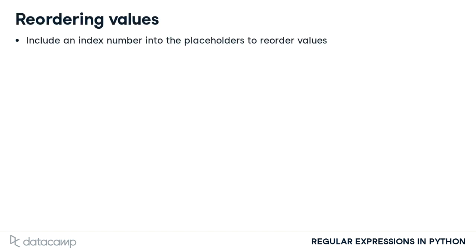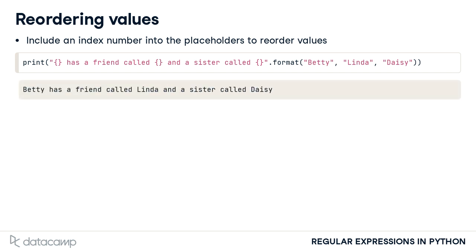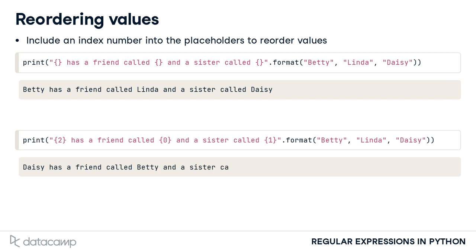We can also index numbers into the curly braces. This affects the order in which the method replaces placeholders. In the example, we left the placeholders empty. The method replaced them with the value in the given order. And we get the output shown here. If we add the index numbers, the replacement order changes accordingly. Now, the output changes, as you can observe.